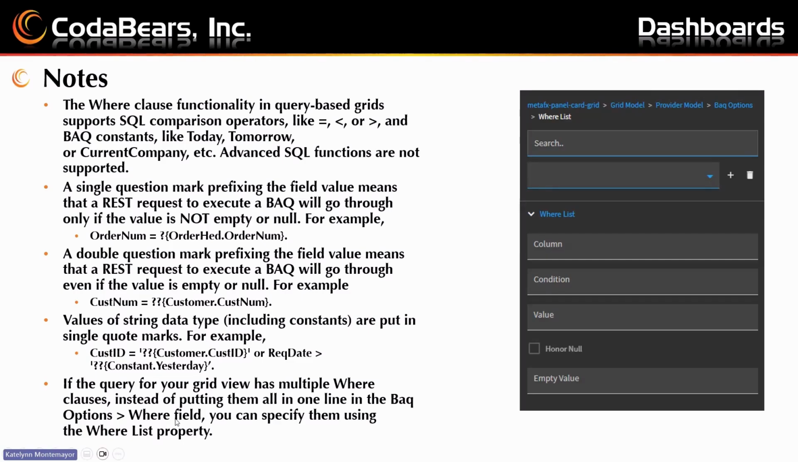And then there was also in that first grid example where I showed you that you can filter in the grid BAQ options itself. So that way you don't have to do where company is this and. You have a where list option where you do the same thing. You just do the column condition, you put in the value, and it would do that instead of having to write that all in one line as you would in SQL or in the BAQ.